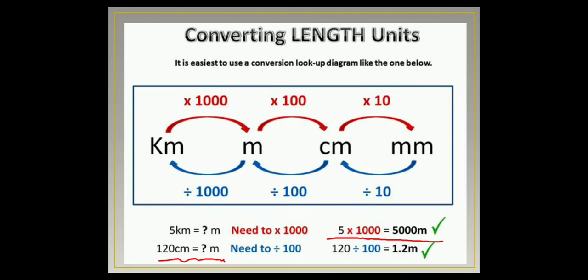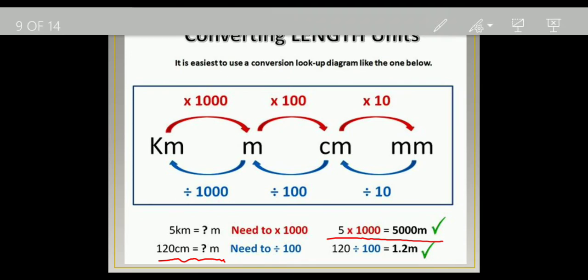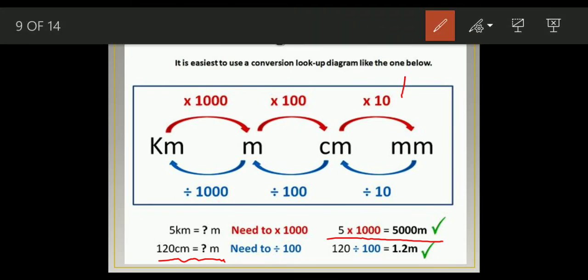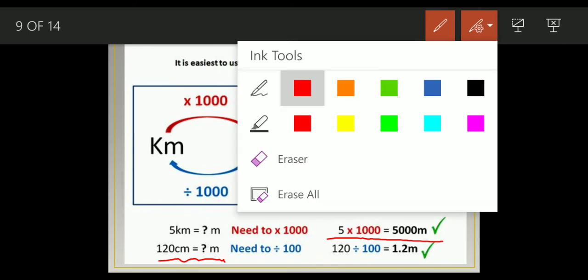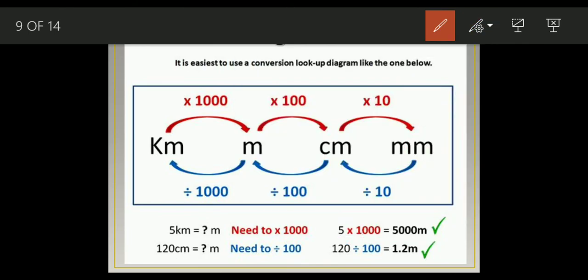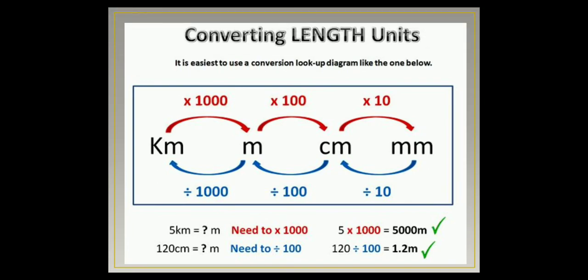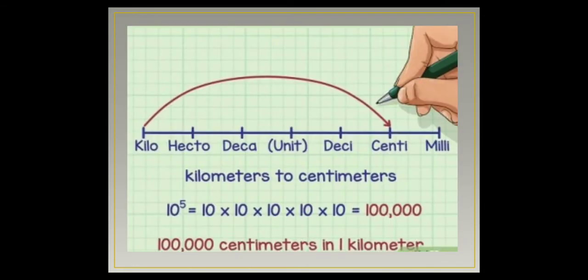So 120 divided by 100 is equal to 1.2, or you can write it as 12 by 10. That is 120 divided by 100. 0 and 0 will get cancelled. 12 by 10 will be your answer. So 12 by 10 meter. Clear? So this is how you convert units, between larger to smaller or smaller to bigger units.